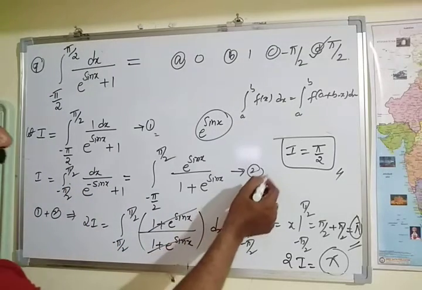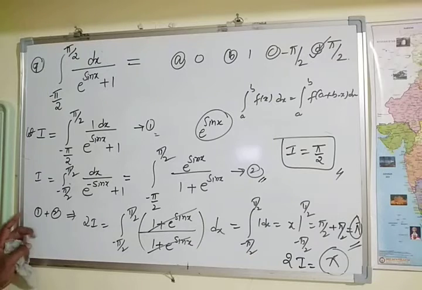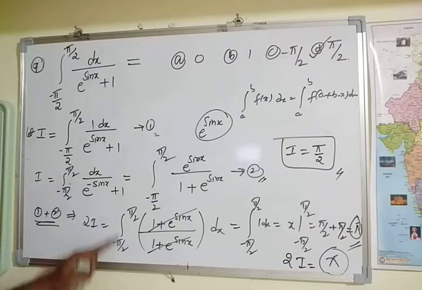We consider equation number 2. Now adding 1 and 2, 1 plus 2 implies I plus I. We get 2I is equal to integral of minus pi by 2 to pi by 2, 1 plus e to the power sin x.